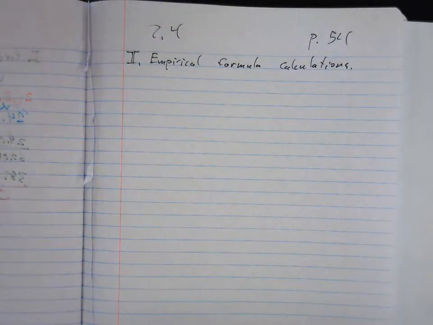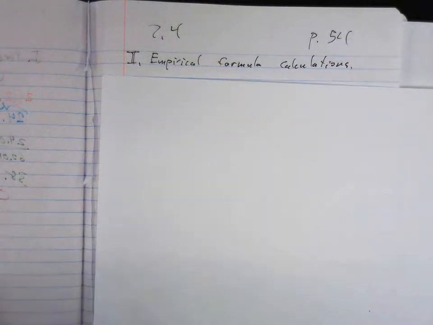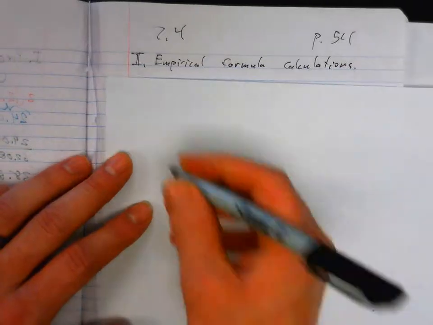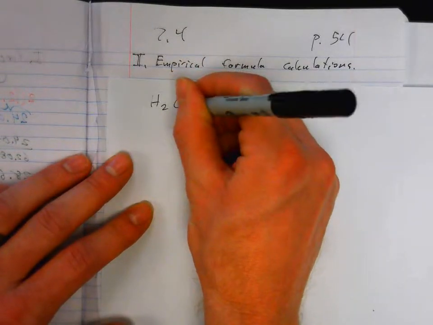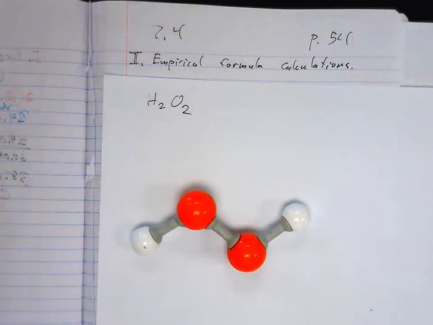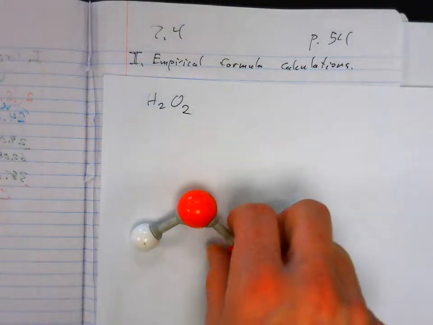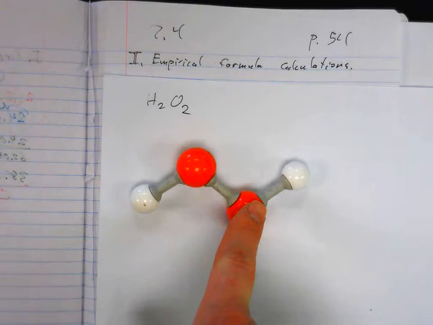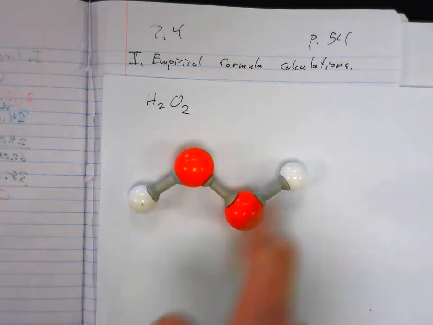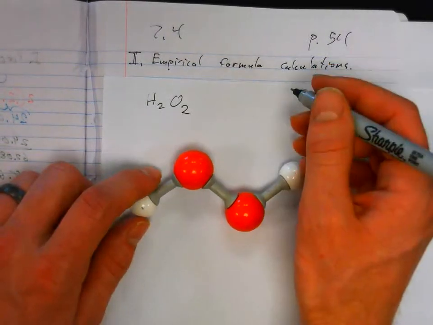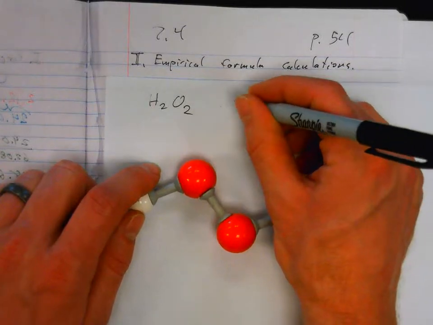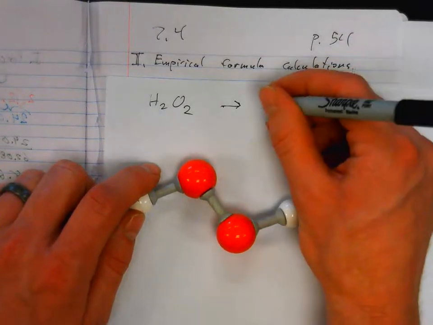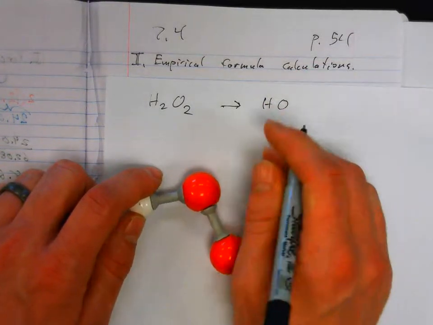An empirical formula is the lowest whole number ratio of atoms in a compound. So for instance, if we had the compound H2O2, hydrogen peroxide, the molecular or true formula is 2 oxygens and 2 hydrogens. Now, the empirical formula is the lowest ratio or the reduced form. So HO would be the empirical formula.